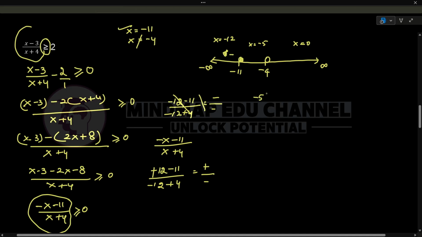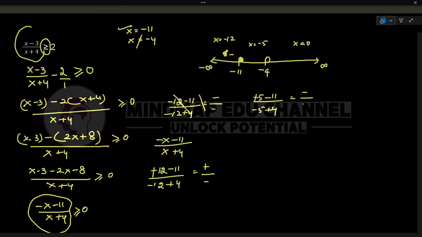Now substitute minus 5, minus minus again will become plus. So plus 5 minus 11 over minus 5 plus 4. So here you will get minus over minus. Minus minus will become plus. Now here substitute with 0. So minus 0 minus 11 over 0 plus 4. So here it will be minus over plus. So it will be minus here.